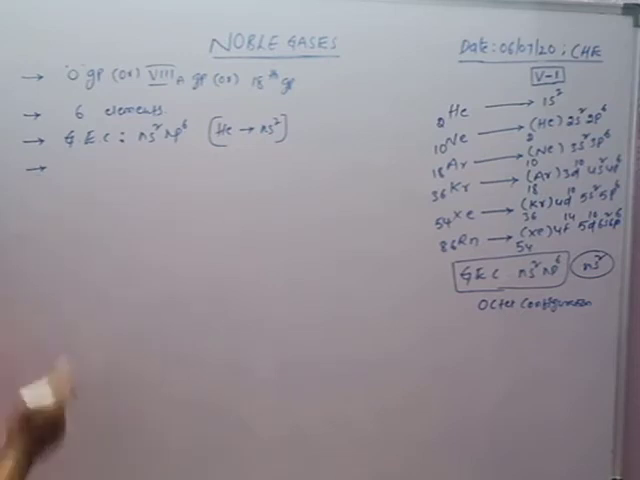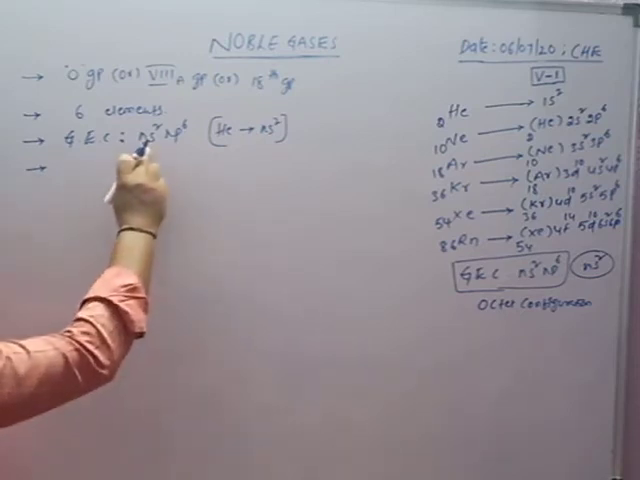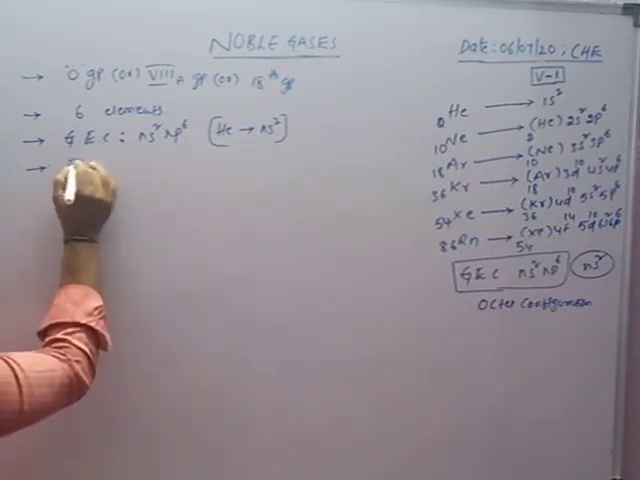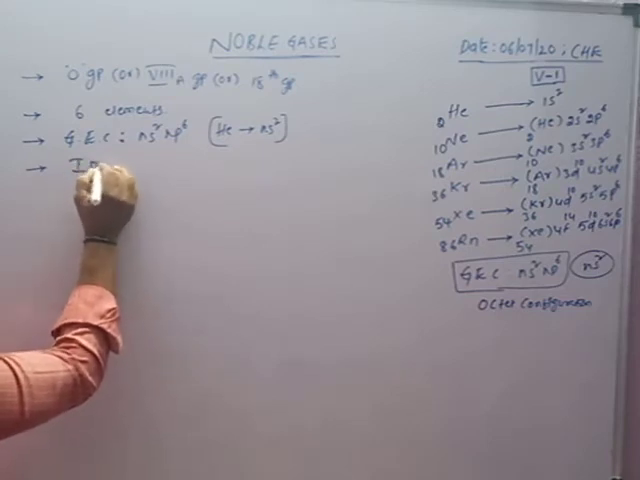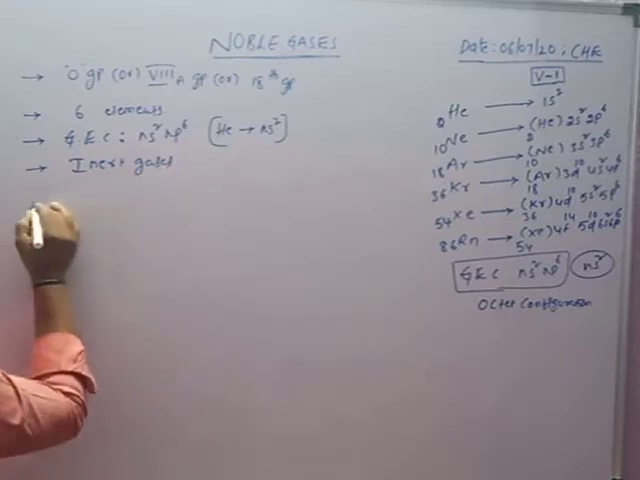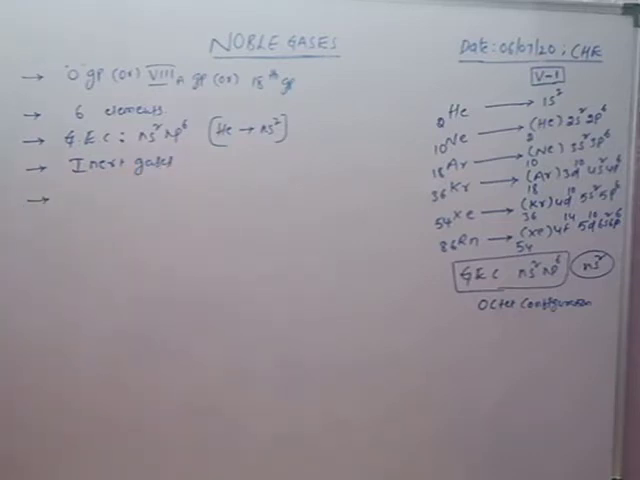The outermost shell is completely filled, s with 2 electrons and p with 6 electrons. So these are chemically inert. These elements are also known as inert gases.